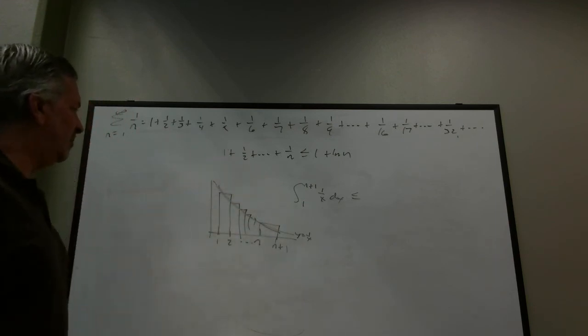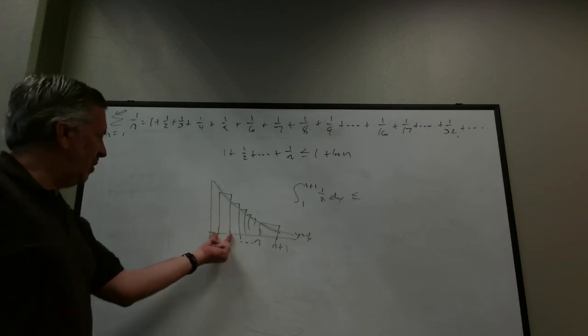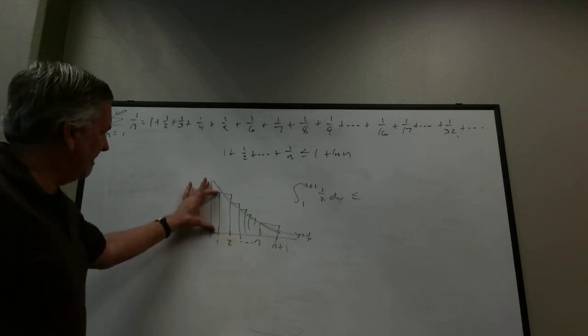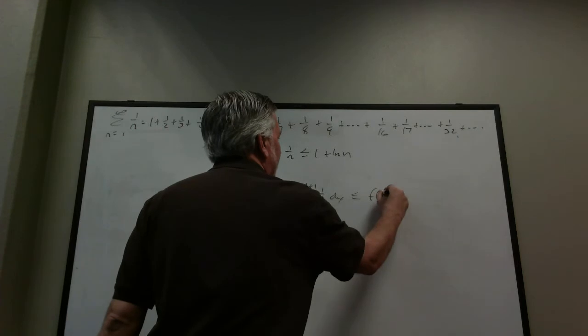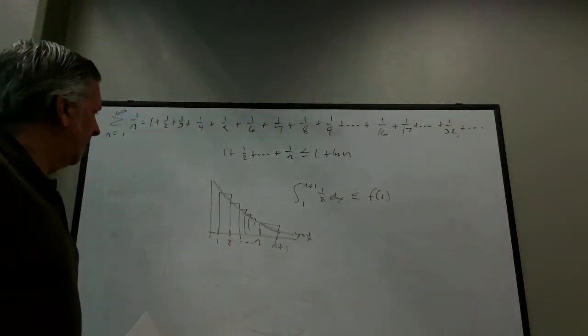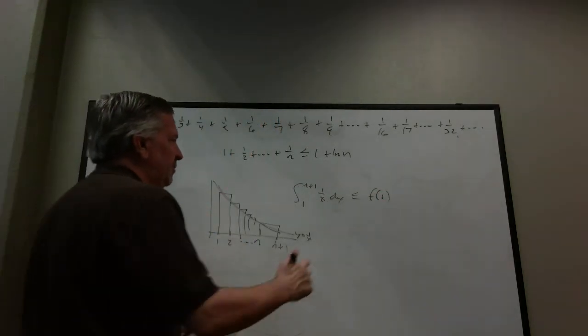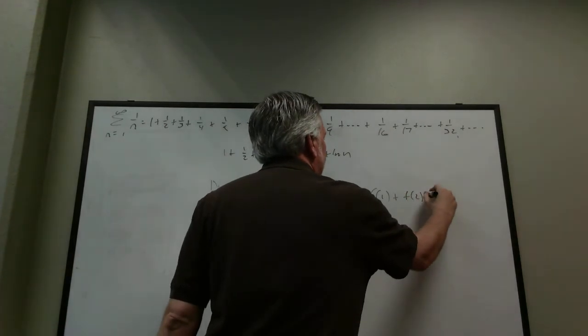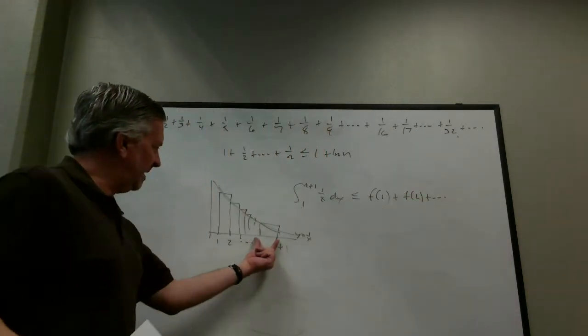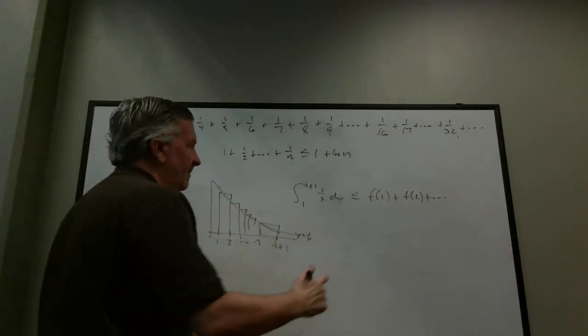Well, what's the area of the rectangles? Well, again, the base is 1, the height is f of 1. So base times height is f of 1. The base is 1, the height is f of 2, etc. Now notice the last rectangle, the base is 1, the height is f of n.